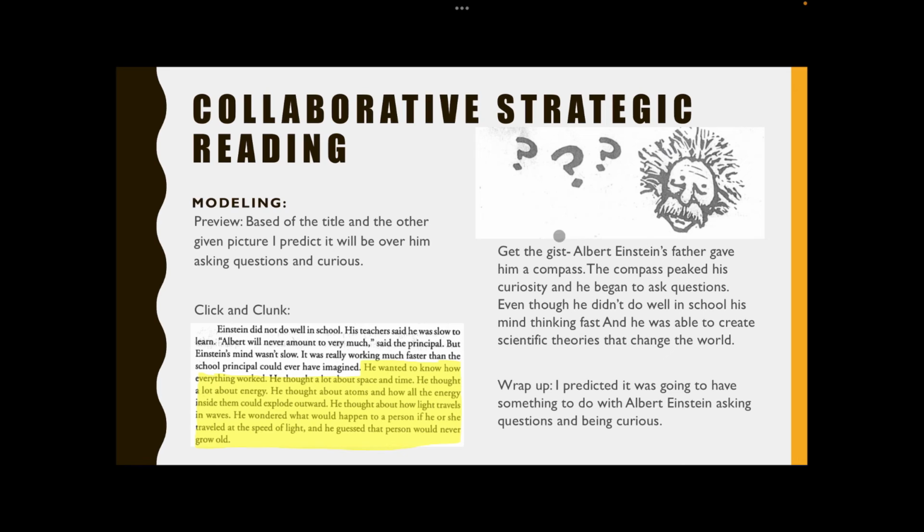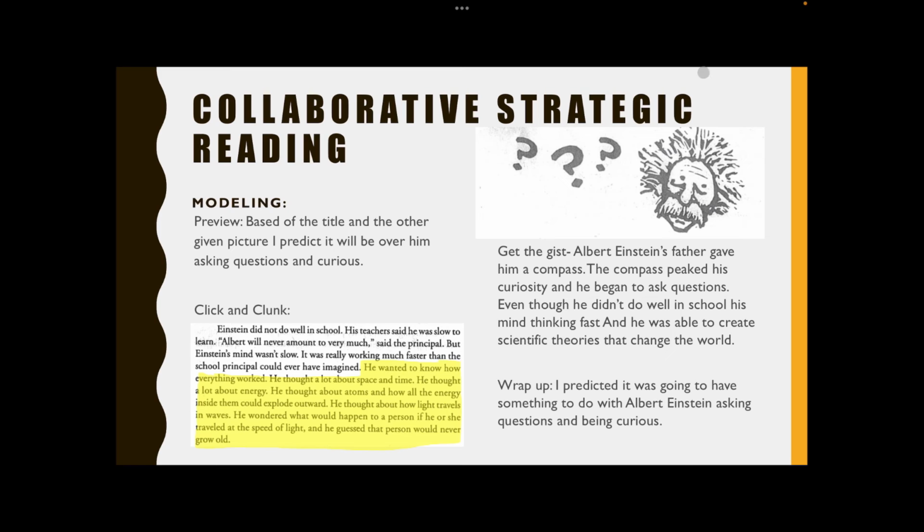I summed up the gist of the passage, and this is what I have for it. I put Albert Einstein's father gave him a compass. The compass piqued his curiosity, and he began to ask questions. Even though he didn't do well in school, his mind was thinking fast, and he was able to create scientific theories that changed the world.